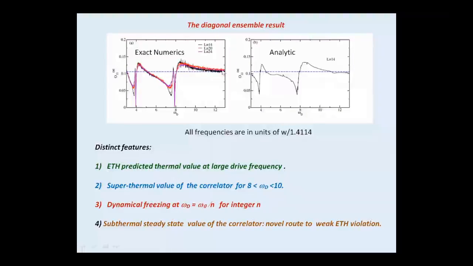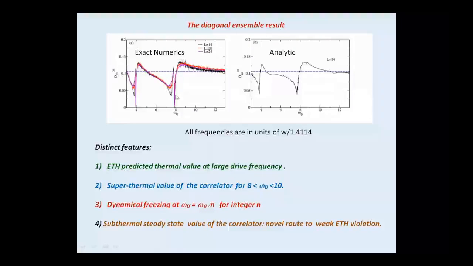Then as I decrease my frequency, I see oscillations where the long time value is superthermal, which I'm going to show in these plots. Here the long time average value is larger than the ETH predicted value, which is a signature of oscillations, and we are going to see that there are oscillations. But two more interesting things happen.